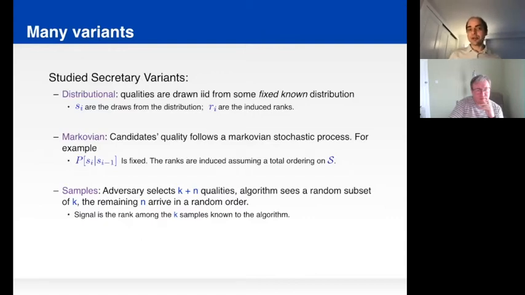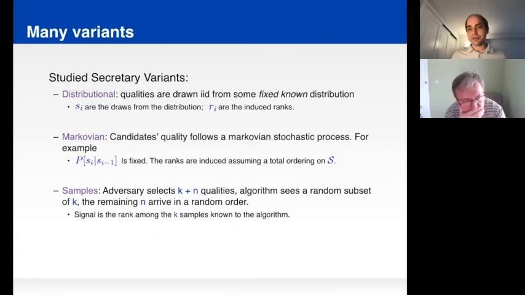In the Markovian setting, it's also simple, right? I'm also going to use these induced ranks to generate the r_i, but the signals themselves are not independently drawn. They follow this Markov walk, right? In the samples setting, it's a little bit trickier to define, but really, again, not that hard. What is the signal? The signal is going to be the rank out of the k samples known to the algorithm.